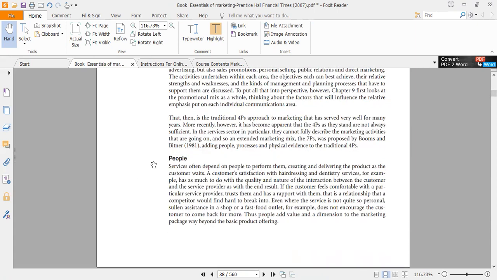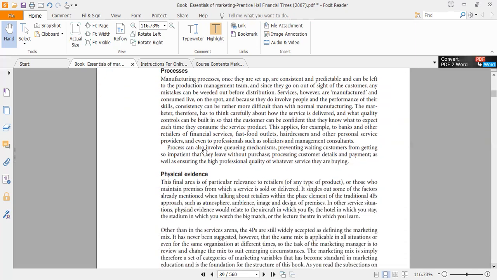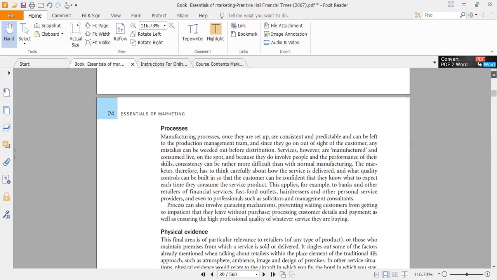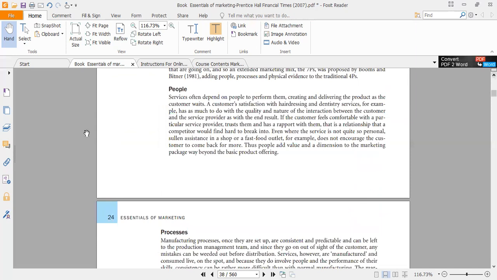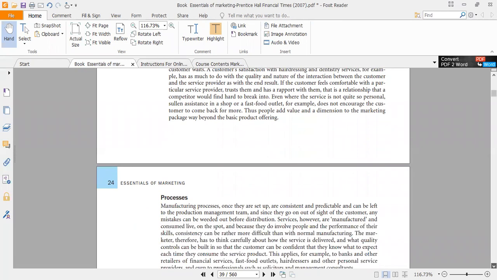There's people. That was not included. I shall discuss it in detail. People. There was the processes. We were talking about the additional piece. There was the physical evidence. Those were the 4 P's. This is the 5th one. Processes is the 6th one, and people is the 7th one. So the modern marketing mix is consisting of 7 P's. But again, I shall discuss the marketing mix with the 7 P's in detail, taking some other local example.